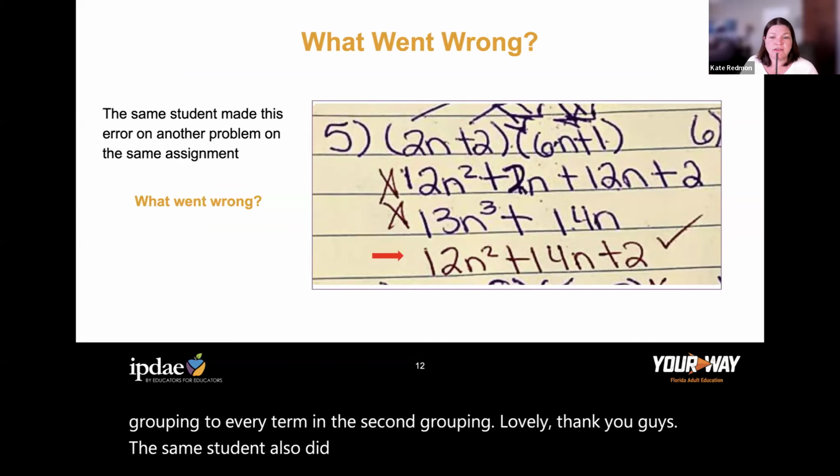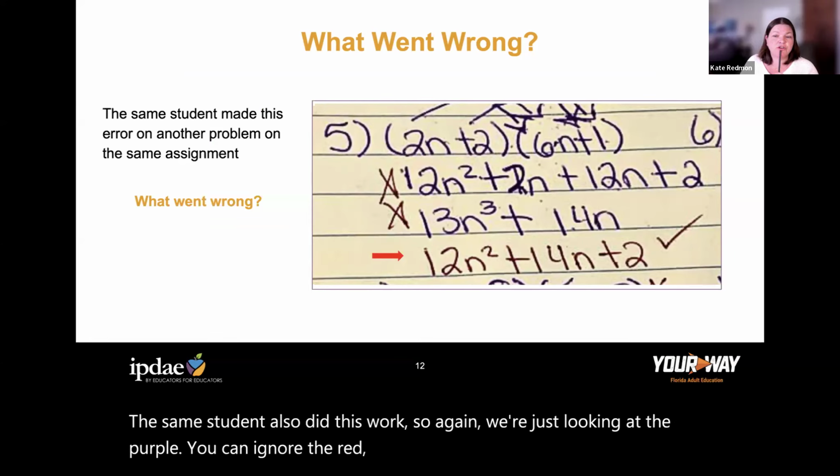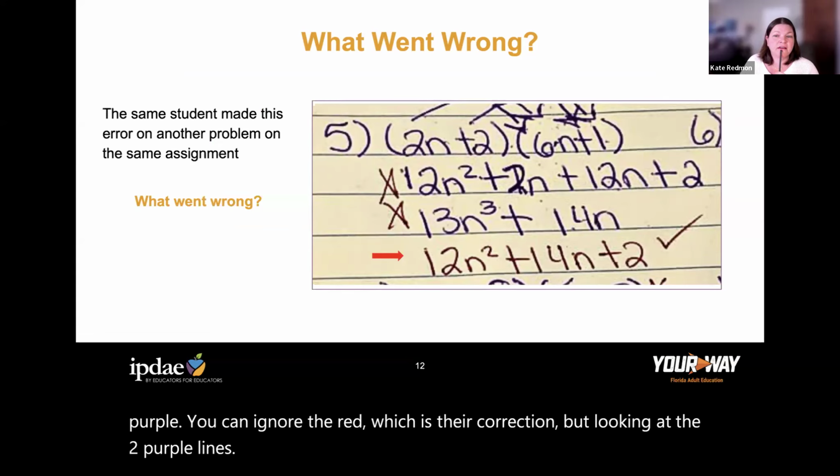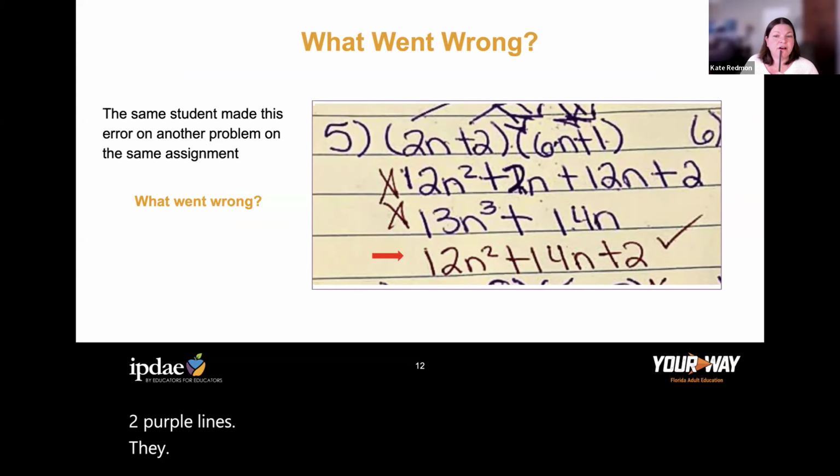So again, we're just looking at the purple. You can ignore the red, which is their correction. But looking at the two purple lines, they multiplied out and then they simplified. What went wrong here?